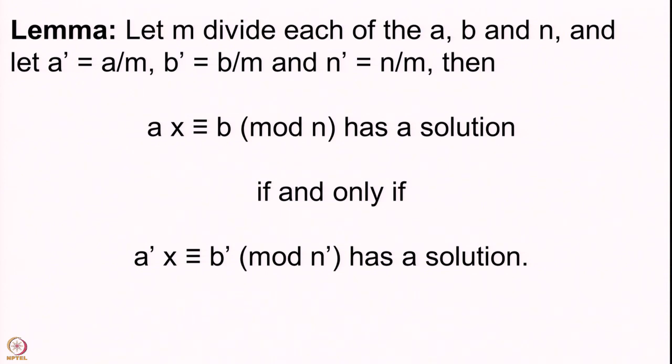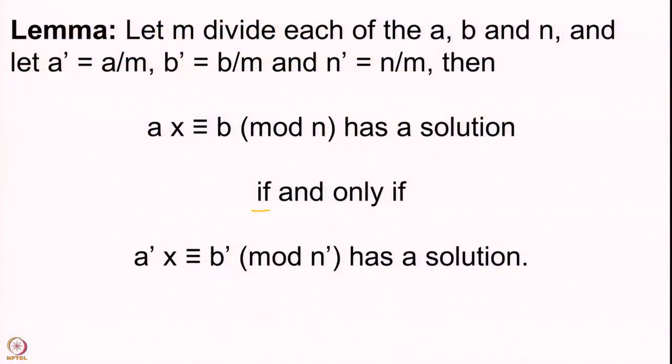So, we want to say that the larger system where A is big has a solution if and only if the smaller system where A prime is smaller than A also has a solution. As I keep telling you, there are two parts, if and only if. If means that we assume this and prove this, and only if means that you assume that part and prove this part. Okay. So, Ax congruent to B mod n has a solution if A prime x congruent to B prime mod n prime has a solution.